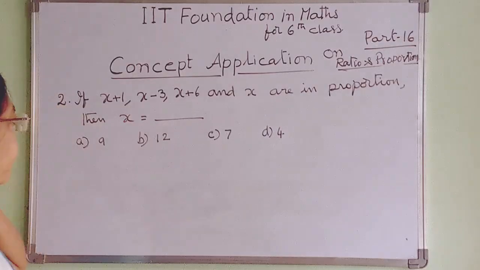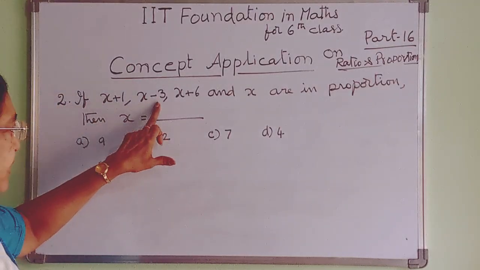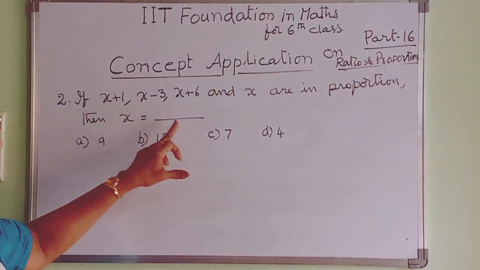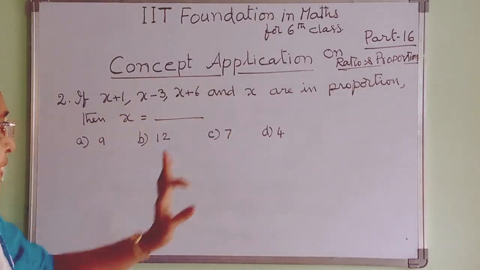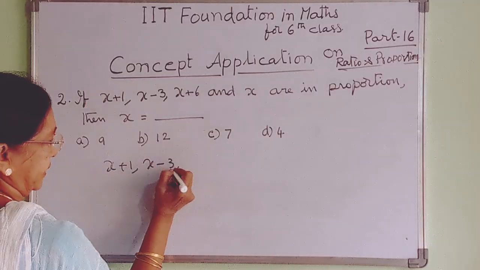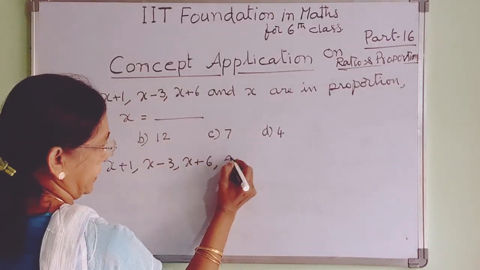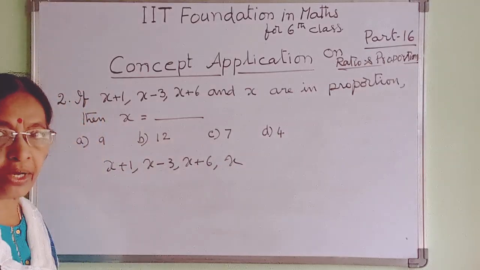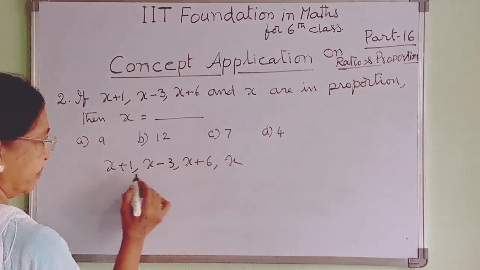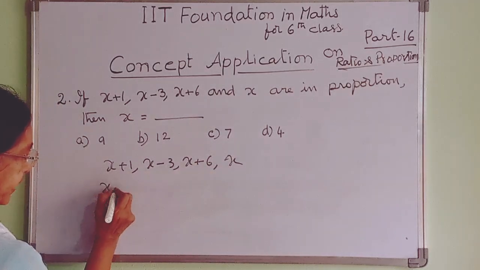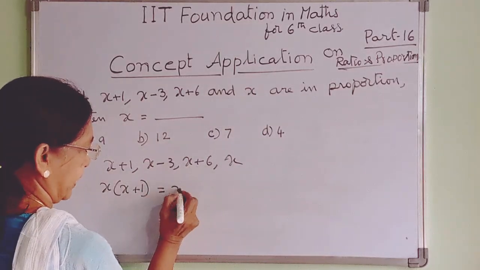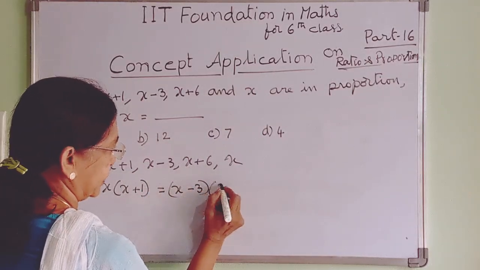Next, second problem. If X plus 1, X minus 3, X plus 6 and X are in proportion, then X is equal to dash. These four numbers taken in order, X plus 1, X minus 3, X plus 6 and X are in proportion. Therefore, according to the law of proportion, the product of extremes is equal to the product of means. The product of extremes, X into X plus 1, is equal to the product of means, X minus 3 into X plus 6.